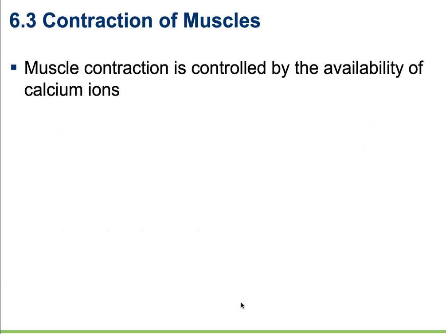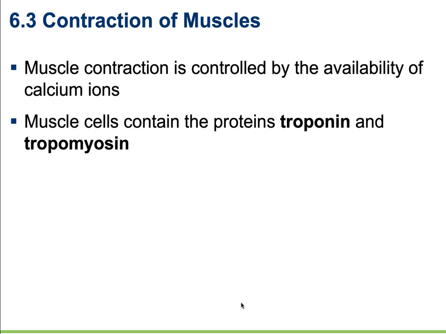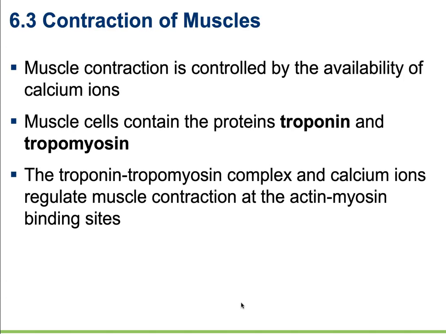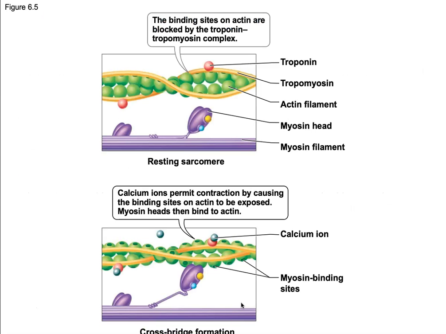Muscle contraction is controlled by the availability of calcium ions. Muscle cells contain the proteins troponin and tropomyosin, and the troponin-tropomyosin complex and calcium ions ultimately regulate muscle contraction at the actin-myosin binding sites. They are responsible for pulling those heads across.